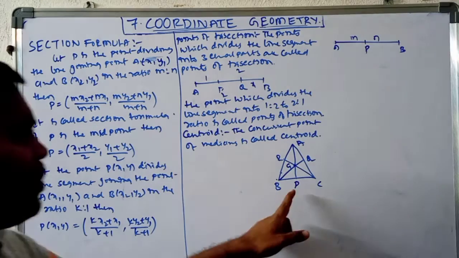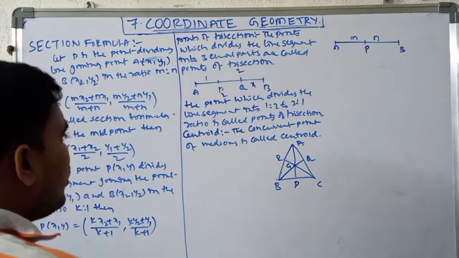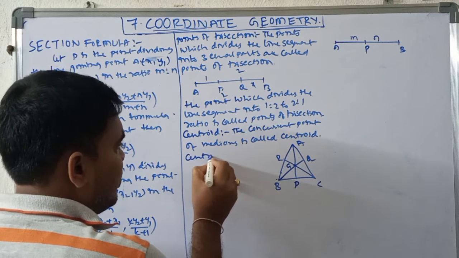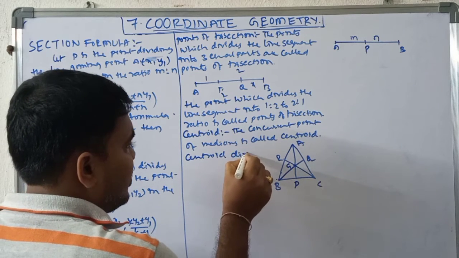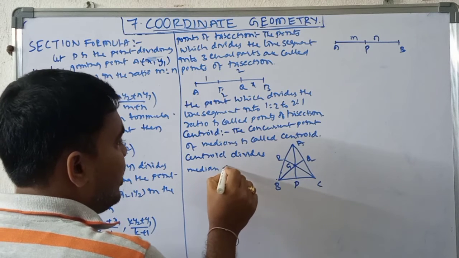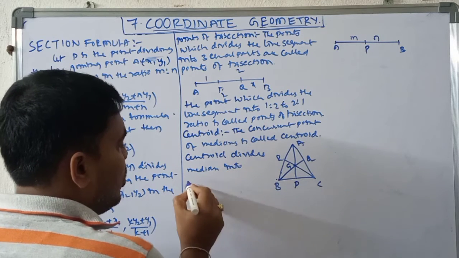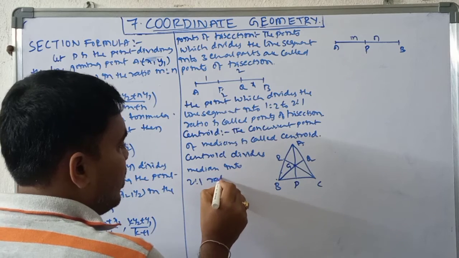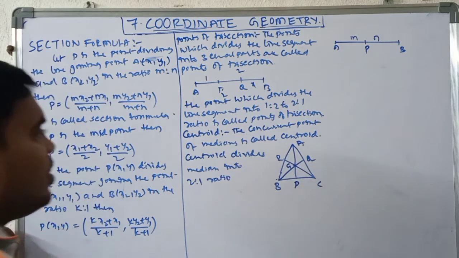So P is the midpoint. So the centroid divides the median into the ratio 2:1.